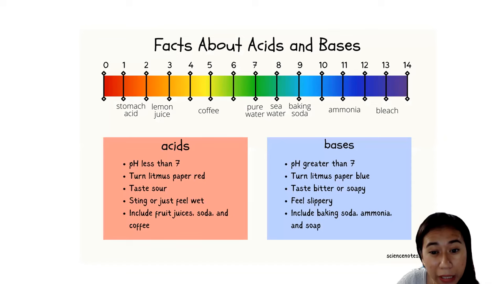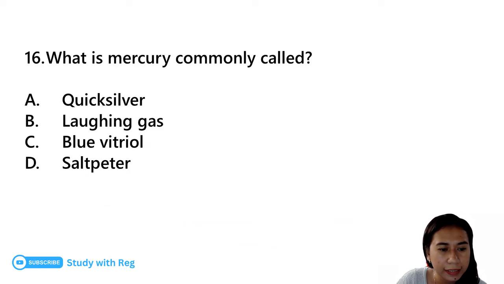It tastes sour or bitter, ba? Yan. And as well as examples. Okay? Now, number 16. What is mercury commonly called? Mercury is the only metal that is liquid at room temperature.